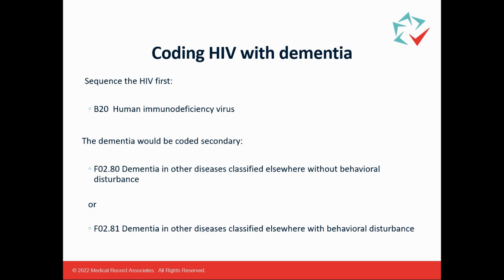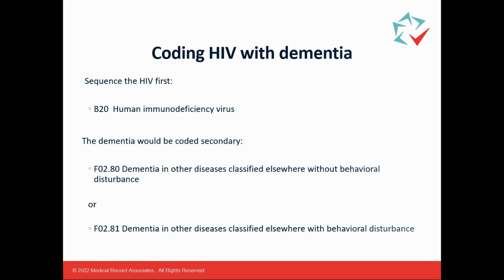So how do you code HIV with dementia? You will sequence the HIV code first, which is B20, human immunodeficiency virus. And secondarily, you will add code F02.80, dementia in other diseases classified elsewhere without behavioral disturbance, or F02.81, dementia in other diseases classified elsewhere with behavioral disturbance.